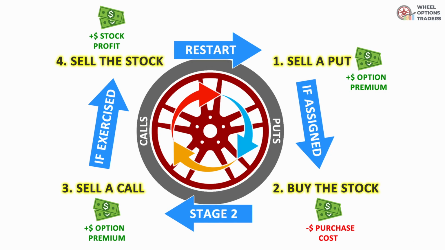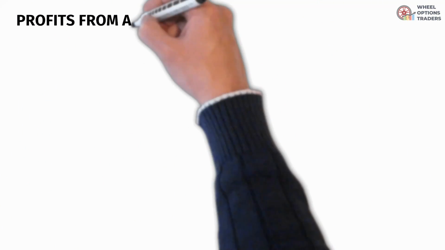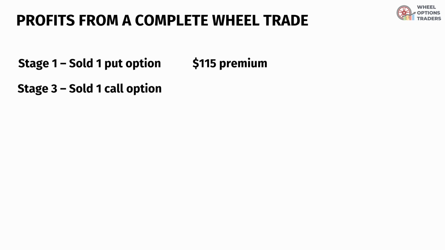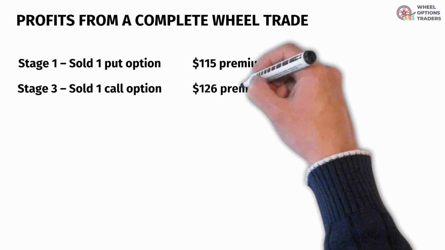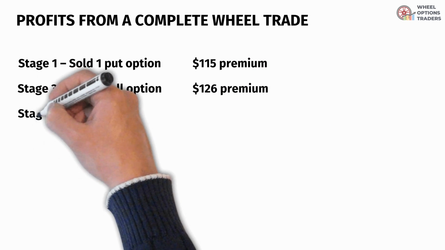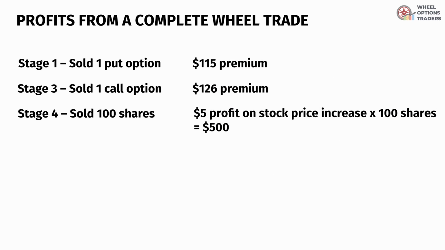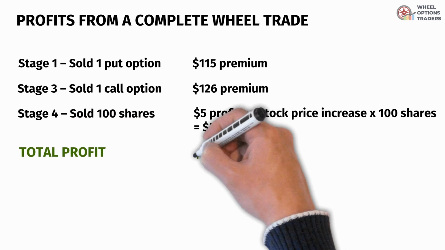So with all this in hand, after going around the wheel one time, look at your profits from the complete wheel trades. In stage 1, you sold one put option and received $115 premium. Then add to that in stage 3, after you assigned the stock, you sold one call option and you received $126 premium for that. Then in stage 4, you sold your 100 shares. The underlying stock price finished above your strike price, so you sold them at a $5 profit per share, and that's for 100 shares, so you received a profit on sale of stock of $500. So this gives you a total profit of $741.